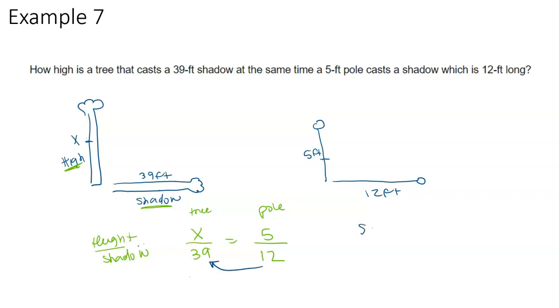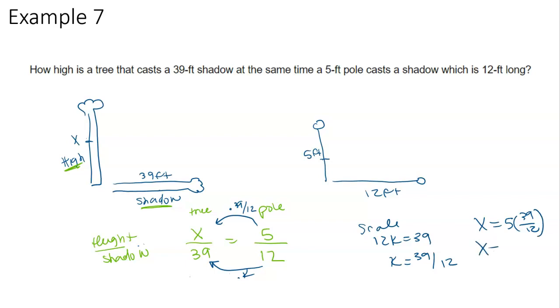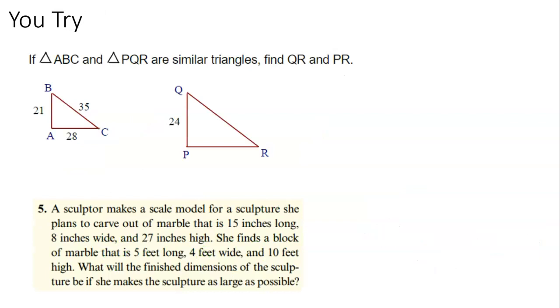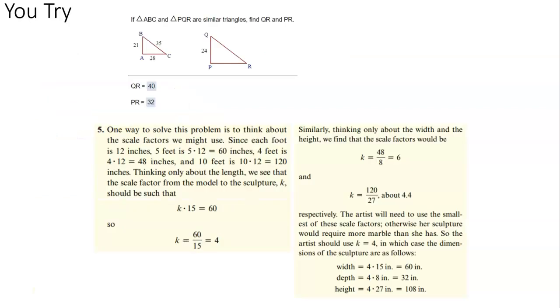Scale factor. So 12 times k equals 39. So k equals, let's just keep it as a fraction, 39 over 12. So that means I need to multiply this also by 39 over 12. So x is equal to 5 times 39 over 12, and that's going to give me 16.25. So the answer here is 16.25 feet. Go ahead and give these two problems a try. Press play when you're ready to see the solution. And that concludes the section.